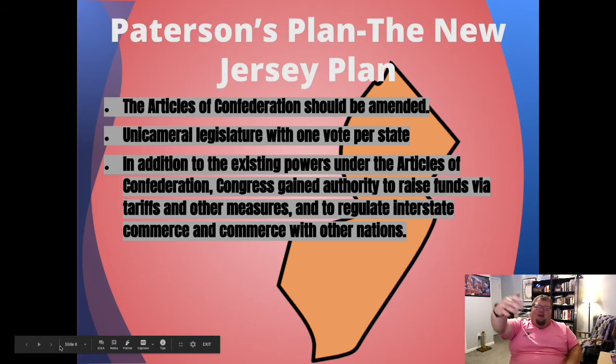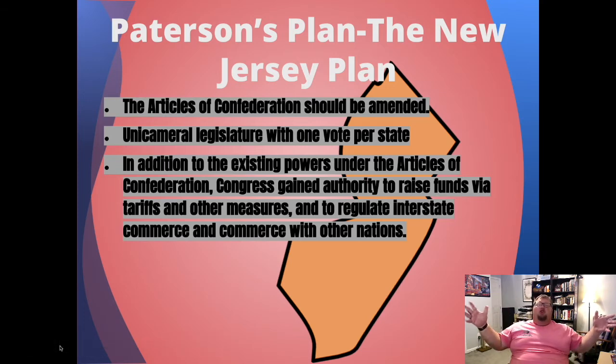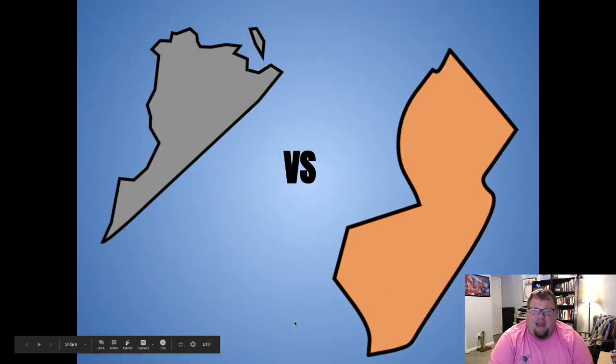Then you've got James Patterson that comes up with the New Jersey plan. Now, New Jersey is a smaller state if you compare it to Virginia, okay? And so under his plan, he said that the Articles of Confederation should just be amended. There should be a unicameral legislature with 1 vote per state. But in addition, the federal government would gain the powers to raise funds via tariffs and other measures, to regulate commerce between the states and commerce with other nations. And so this debate goes on and on. So we've got big states versus small states.